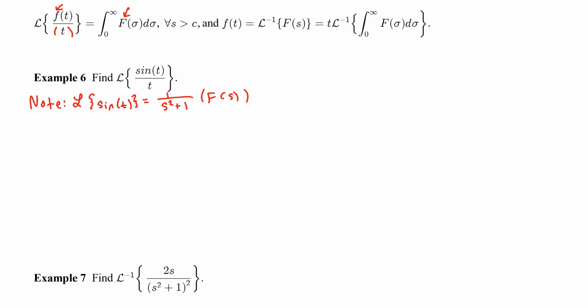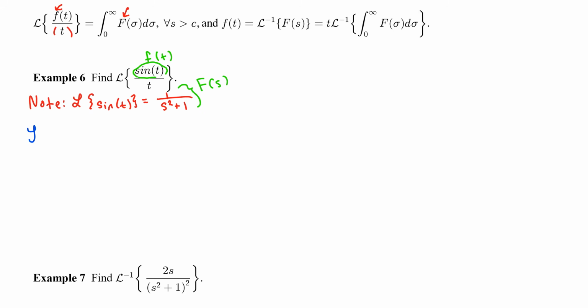So I took little f of t. This is little f of t. Let me get a different color so this is clear. This is little f of t. And this is big F of s. Okay? So that part's taken care of. Now, let's work on the whole thing.